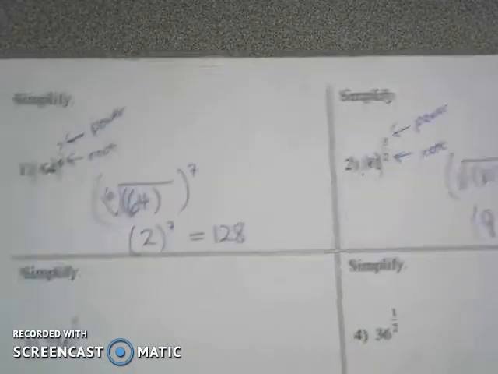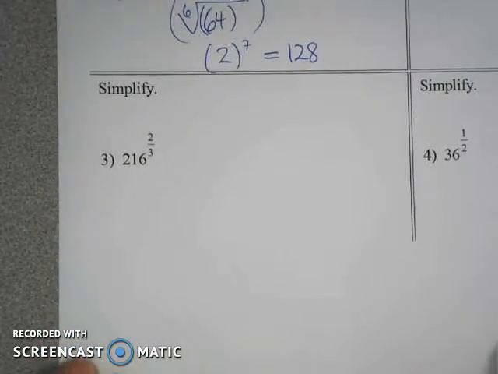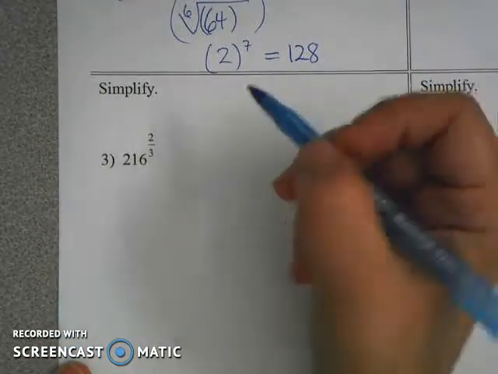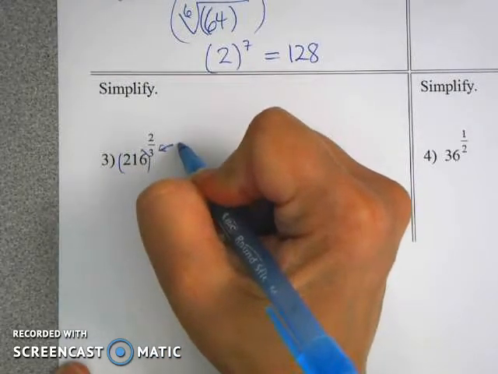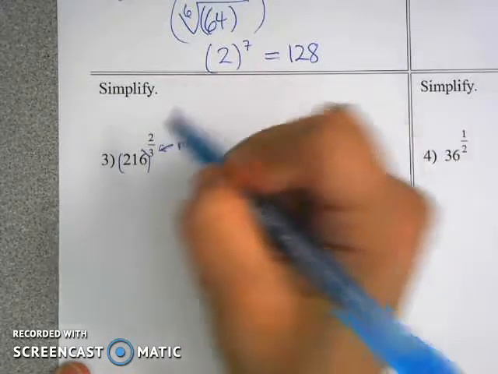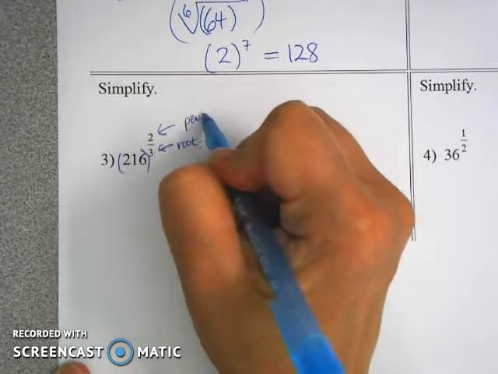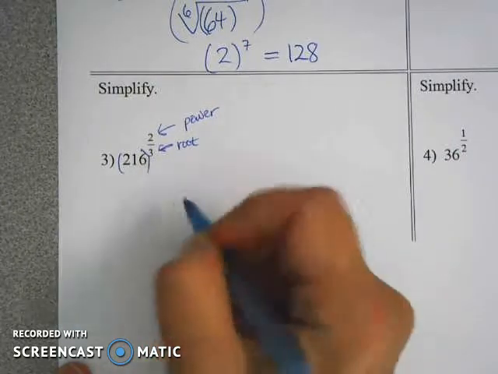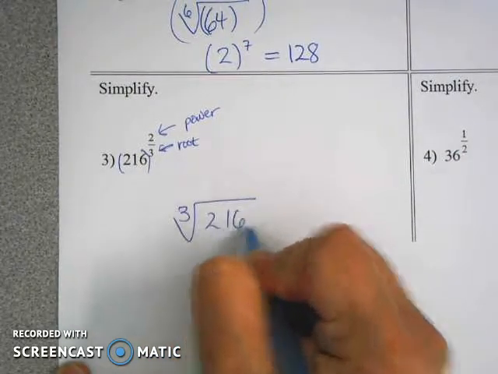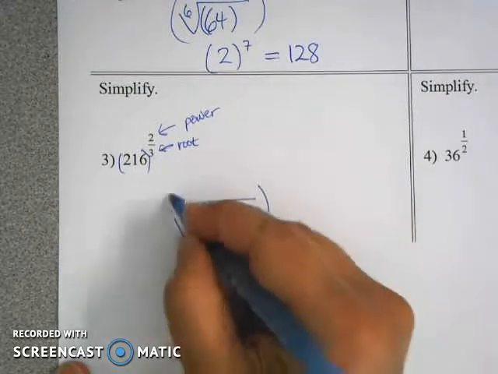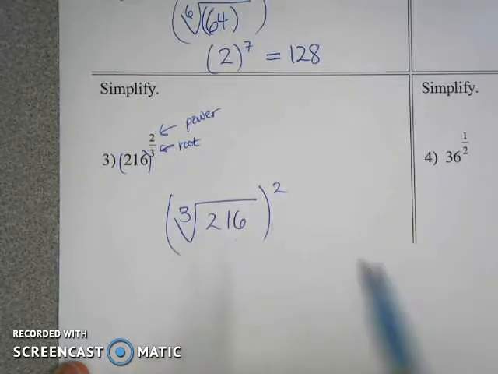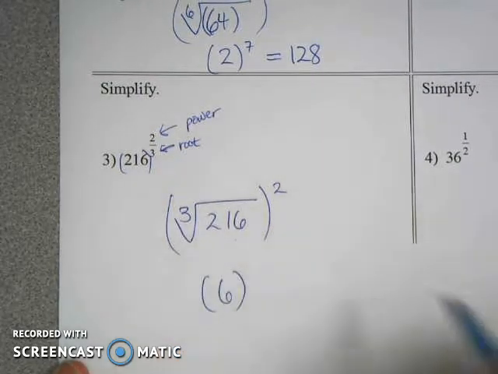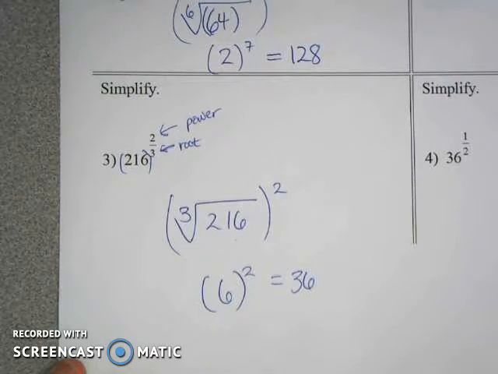I'm going to show you another one here, now that we've kind of got a pattern going. So again, we have 216. It's going to have a root of 3, right? Cube root. Power is 2. So what I'm saying here is that I'm going to have a cube root of 216, and I'm going to raise that to the power of 2. So the cube root of 216 is actually 6. And that's going to need to be squared. So my answer is 36.